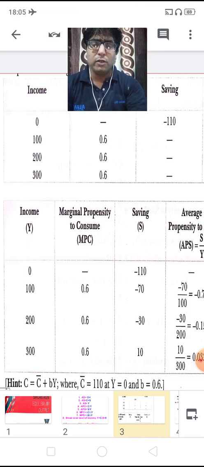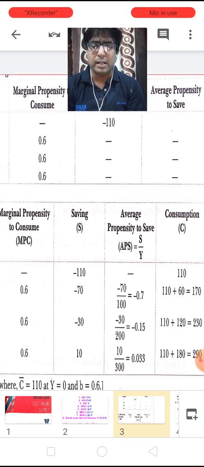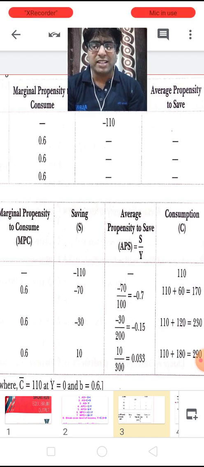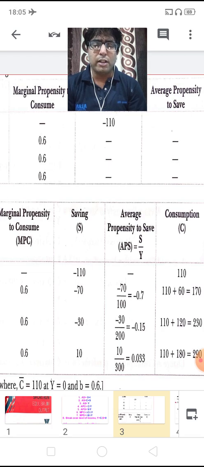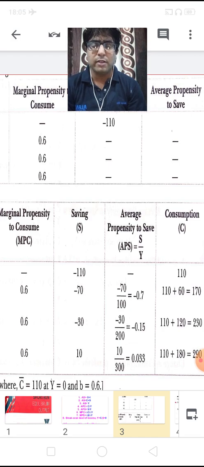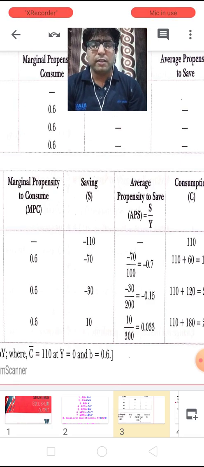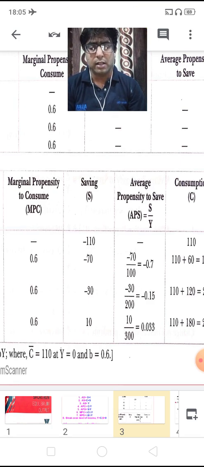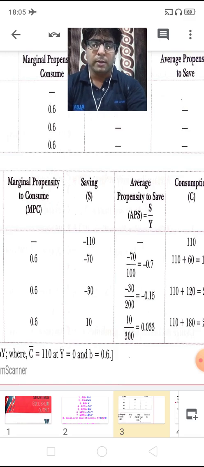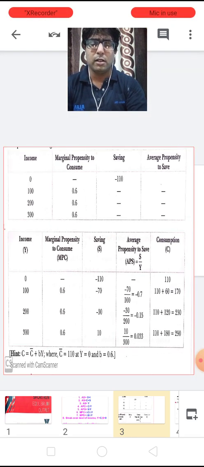So once we get the value of savings, we can find the value of APS. APS is S upon Y. So at 100 level of income, the saving is minus 70, whereas the income is 100. So the value of APS is minus 0.7. At 200 level of income, saving is minus 30, where the income is 200. So the value of APS is minus 0.15 at 200 level of income, and at 300 level of income, our saving is 10, whereas the income is 300. So the value of APS we can calculate is equal to 0.033. So children, this is the way we are going to solve our first numerical.